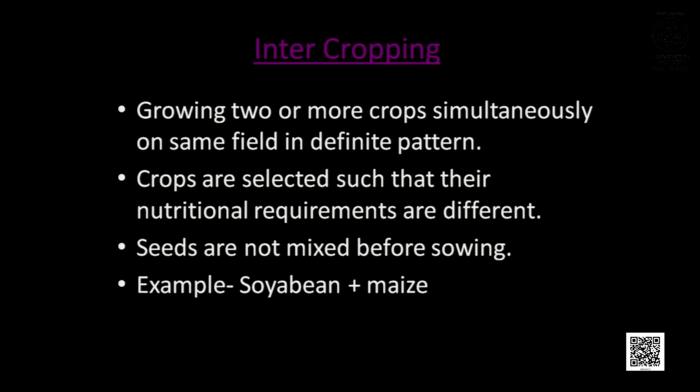Examples, soybean and maize. As we know, soybean is a leguminous plant, and root nodules of this plant contain nitrogen fixing bacteria, and these supply nitrogen to soybean as well as maize.